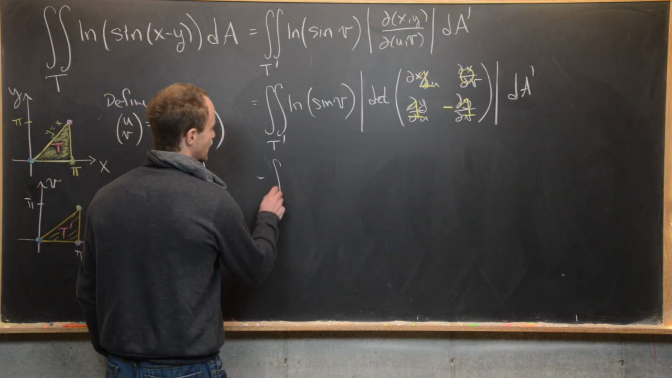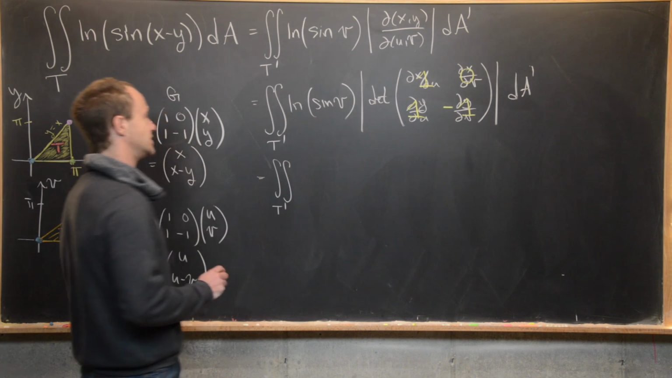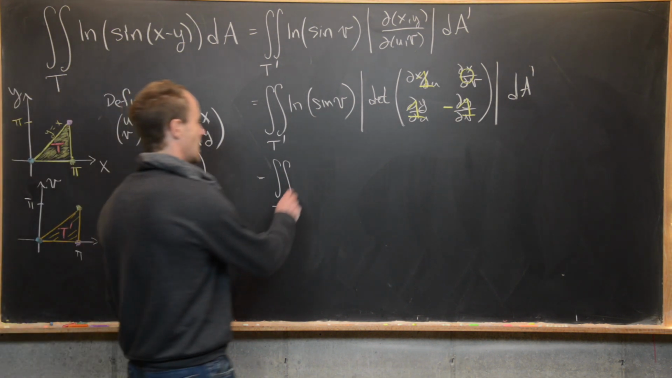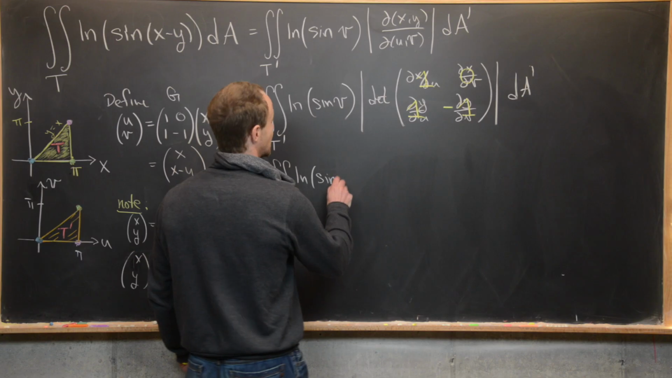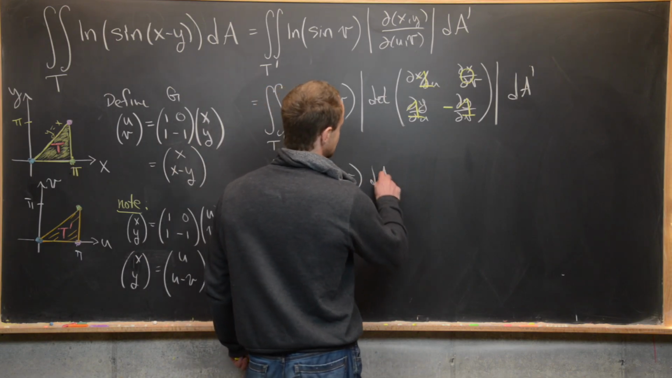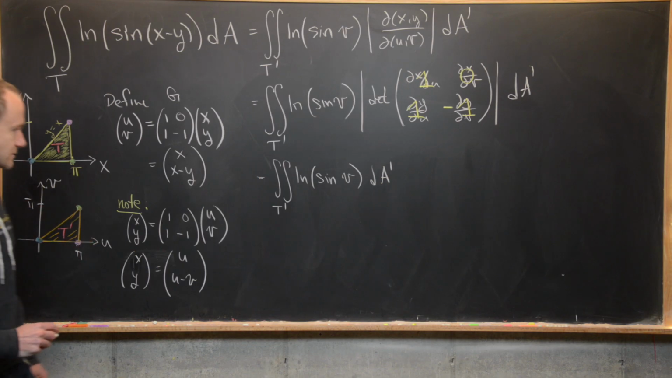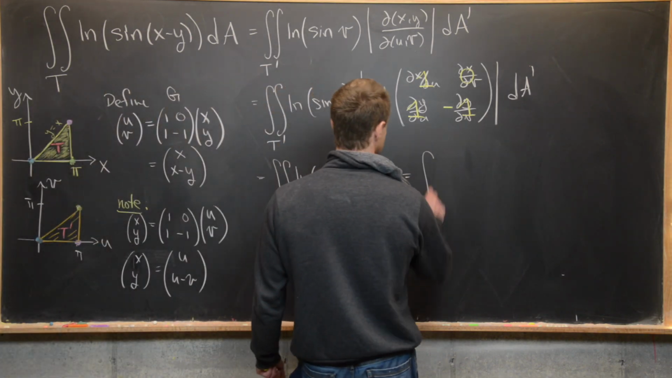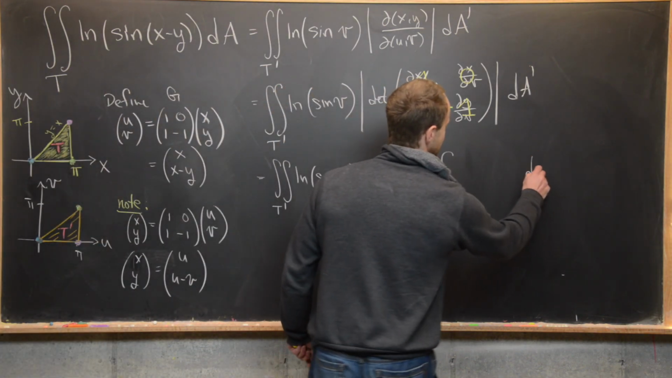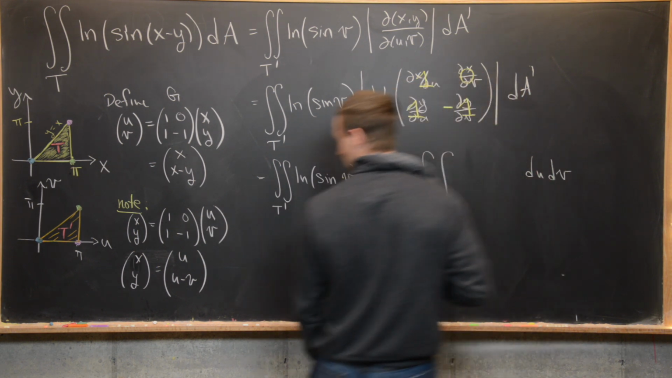So in the end, we get the double integral over our region T prime right here of the natural log of sine of v and then dA prime, where that's our differential area component in the uv plane. Now we can change this double integral to an iterated integral. So let's see, maybe we'll do the u integral on the inside and the v integral on the outside. So if we do the u integral on the inside, then that means we'll have du here and then dv.